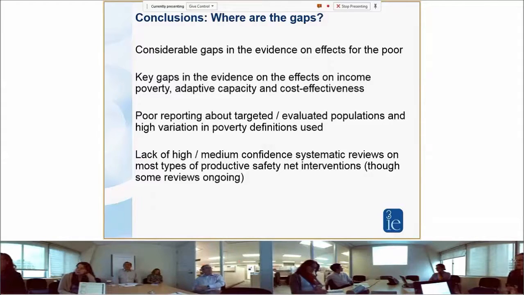There's key gaps on whether these programs actually help people escape poverty, and whether they help them become more able to manage risks and adapt to crises. There's very little evidence on cost effectiveness. And the reporting on who is the targeted or evaluated population is very limited, and there's a great variation of poverty definitions used, which makes it difficult for both synthesizing this evidence, but also for being able to apply it in practice. And there's still quite a lack of high and medium confidence systematic reviews in some areas where there is impact evaluation evidence.